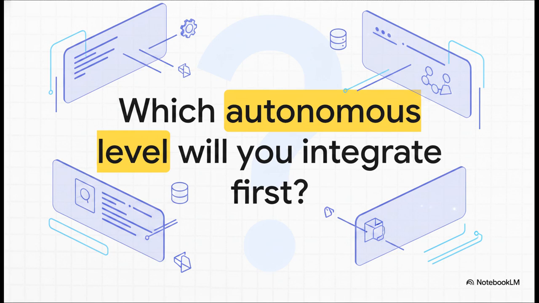This shift from static, reactive chatbots to highly dynamic, autonomous agents equipped with tools, memory, and specialized roles is completely transforming how we approach work. The technology isn't just theoretical anymore, it's here and it's highly accessible. So the only real question left is, which level of autonomous agency are you going to integrate into your workflow first?